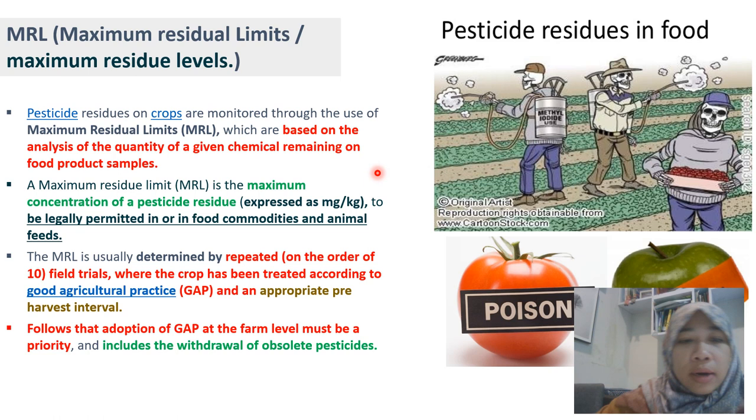Okay. It should be below the standard, below the limits. The adoption of GAP at the farm level must be a priority.